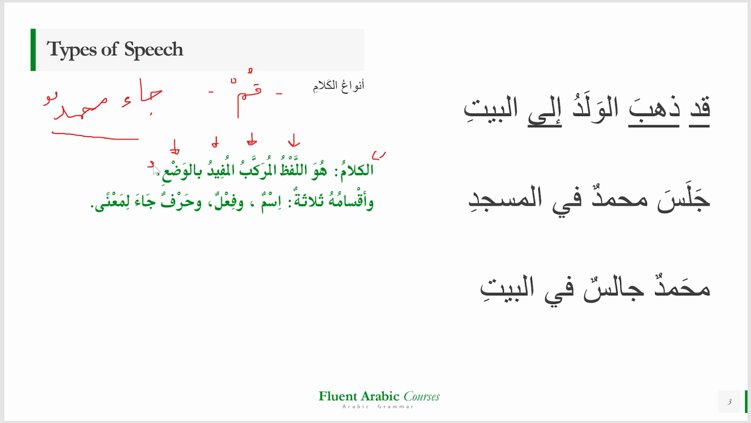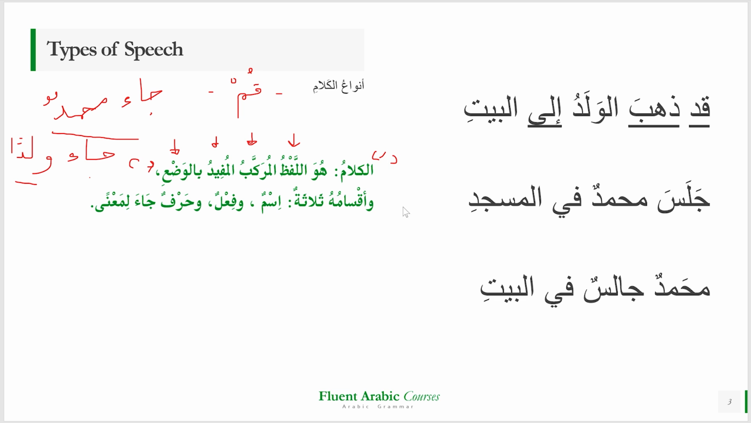Bil-wada'i, of course, it has to follow the rules of the Arabic language to be Arabic speech. If I say ja'a waladan, doesn't make sense. Of course, it is grammatically wrong. It has to be ja'a waladun. Ja'a waladun. Of course, it is the subject. It is the fa'il. So this is speech in Arabic. وَأَقْسَامُهُ ثَلَاثَةٌ.